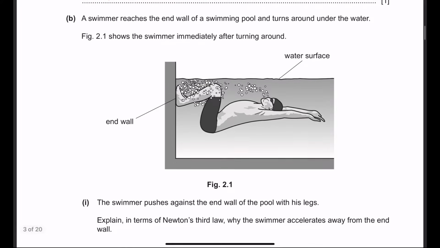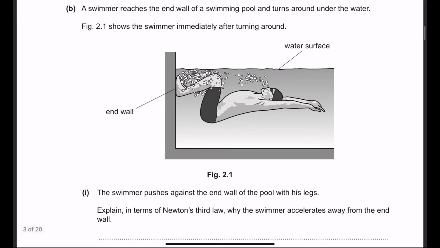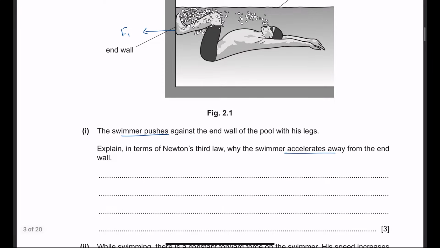All right. Moving on to part B, you are shown a swimmer who is pushing against the end of the wall in order to propel himself. Let's call this force that he's exerting on the wall F1. Now, when he pushes against the wall, he accelerates away from the wall. They're asking you to explain why it happens, using Newton's third law.